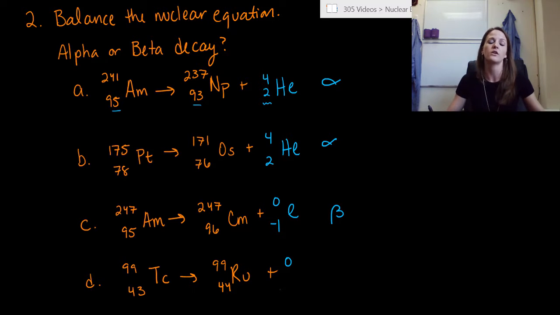So we have 43 on our reactant side, 44 on our product side. Again, it went up. If it goes up, you have to have a negative number here. So we have a negative number for its atomic number and 0 for its mass number, very indicative of an electron, definitely beta decay. Hopefully this makes sense.